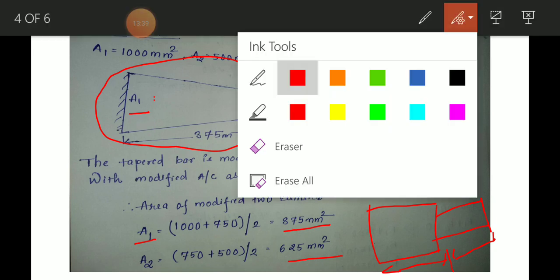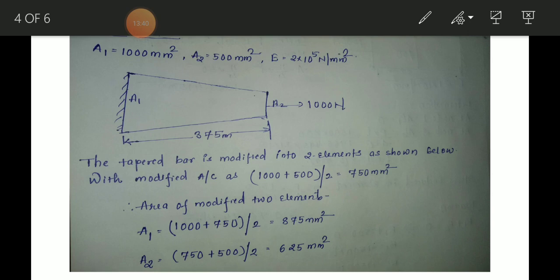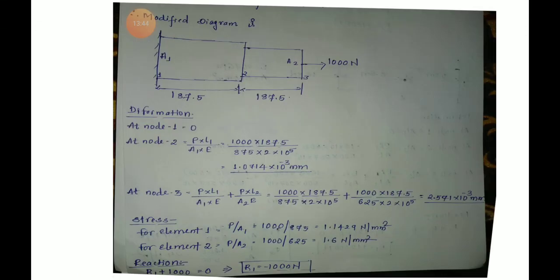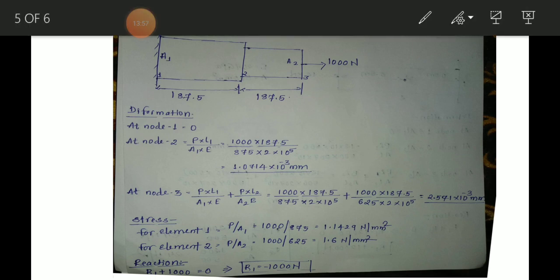I have given the diagram in the next slide. Just look at it. Now this is the modified diagram. So the length we have divided exactly at the half. Total is 375 divided by 2, that is 187.5 plus 187.5. Correct?